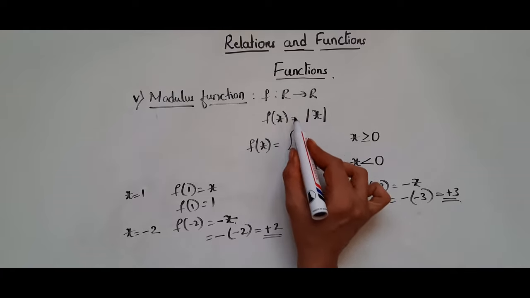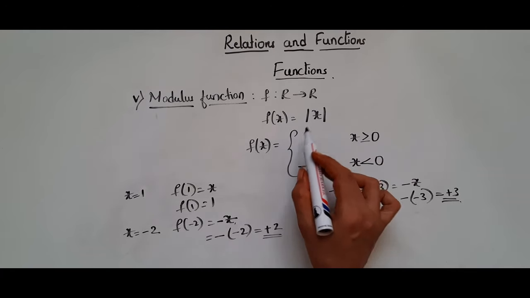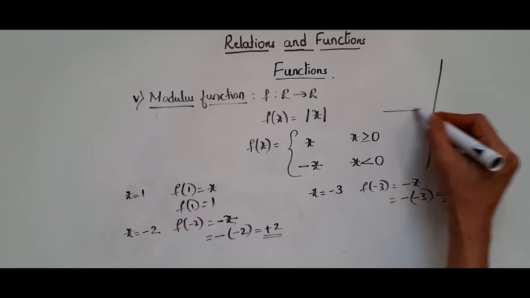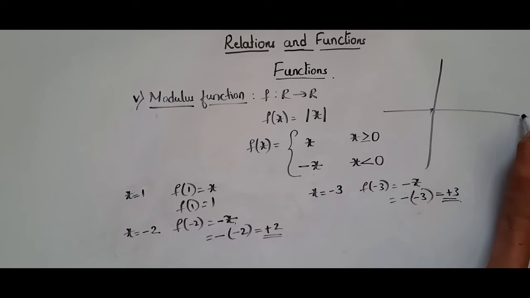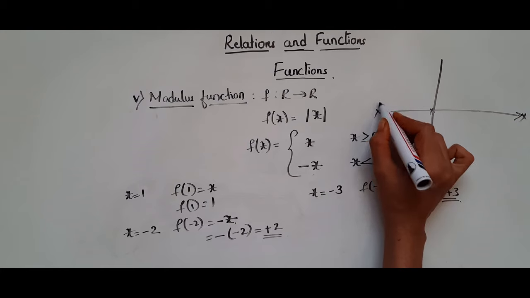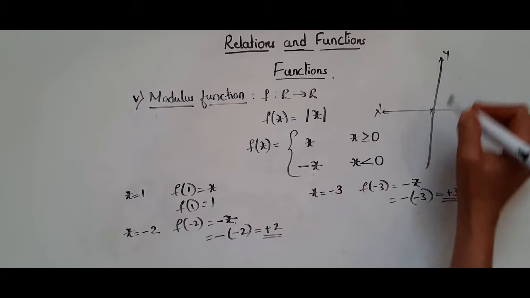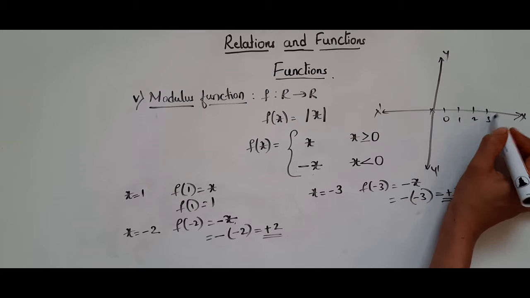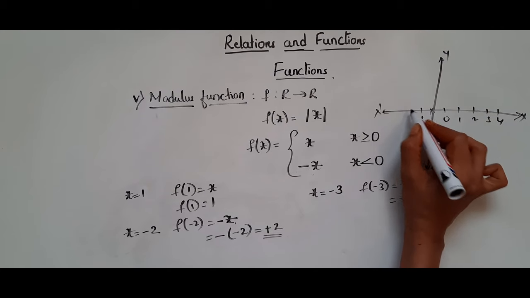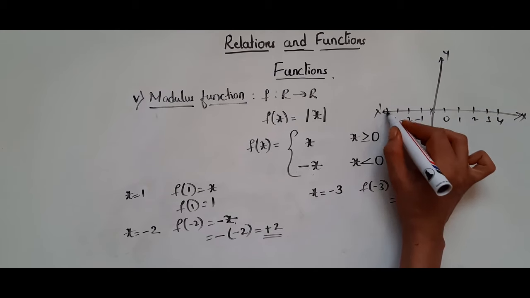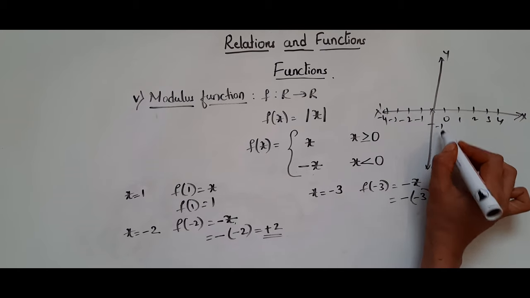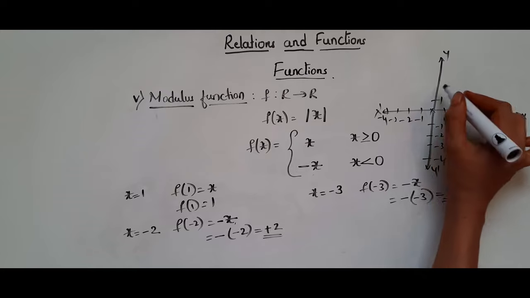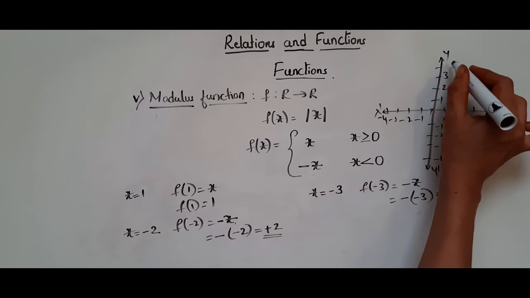So when you take the modulus, it will make negative to positive. Let's see the graph for this. So here we have x dash, x, y and y dash. So 0, 1, 2, 3, 4 and so on. Here we have minus 1, minus 2, minus 3 and minus 4 and so on, and similarly on the y axis.